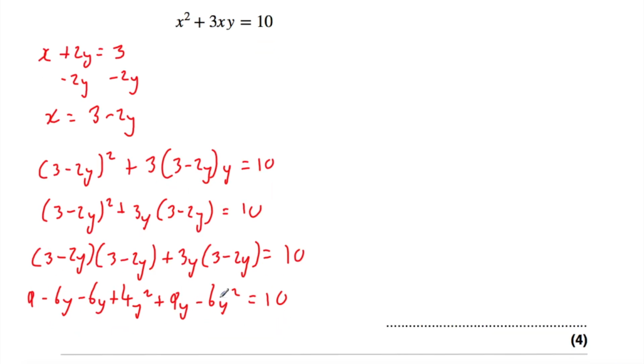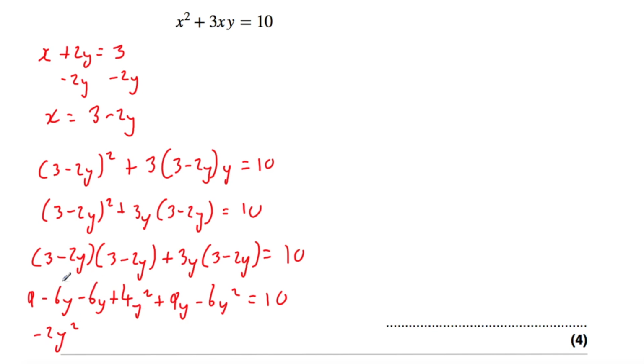Okay, so we've now got this, and it looks quite complicated, so let's simplify it. Let's deal with our y squared to begin with. We've got 4y squared, take away 6y squared. So that's going to be minus 2y squared. So that's dealing with the y squareds.